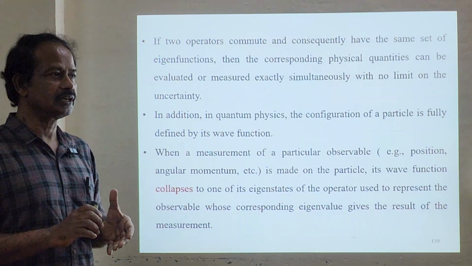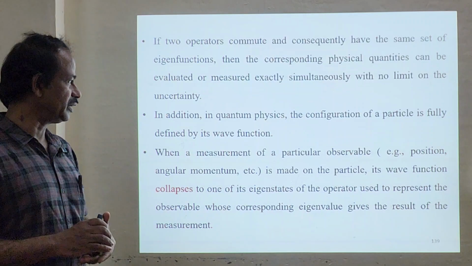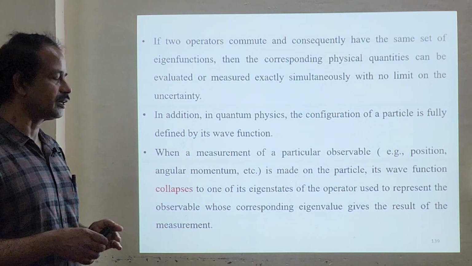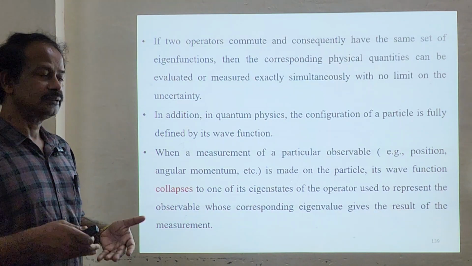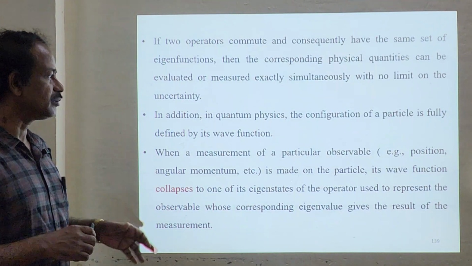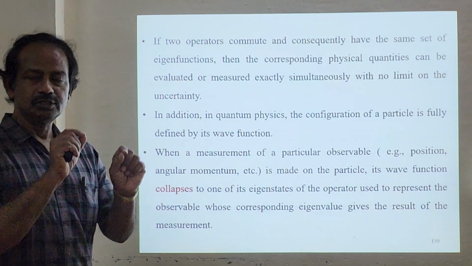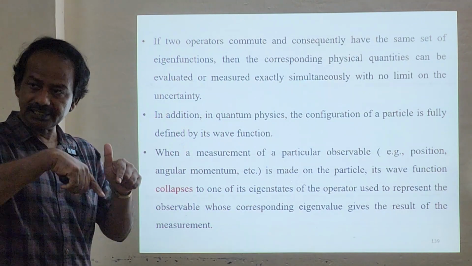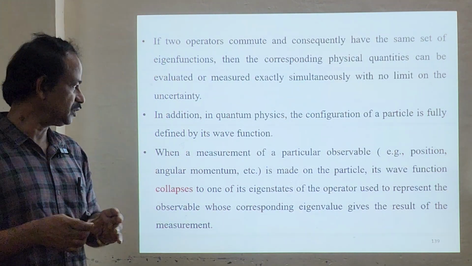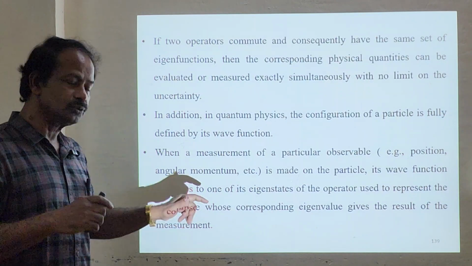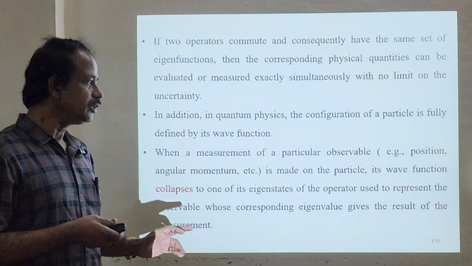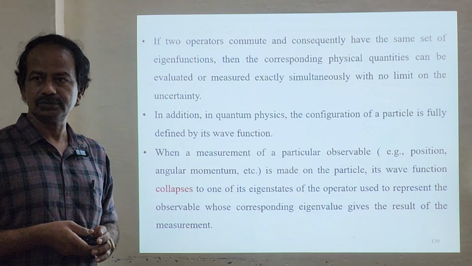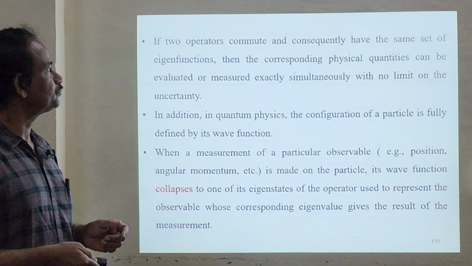In addition, in quantum mechanics, the configuration of a particle is fully defined by its wave function. Of course, we know already that any quantum system is described by a wave function. When a measurement of a particular observable, for example position, angular momentum or energy, is made on the particle, its wave function collapses. This transformation is a linear transformation, which you have already discussed, and it collapses to eigenstates of the operator used to represent the observable, whose corresponding eigenvalue gives the result of the measurement. That value is nothing but the eigenvalue.